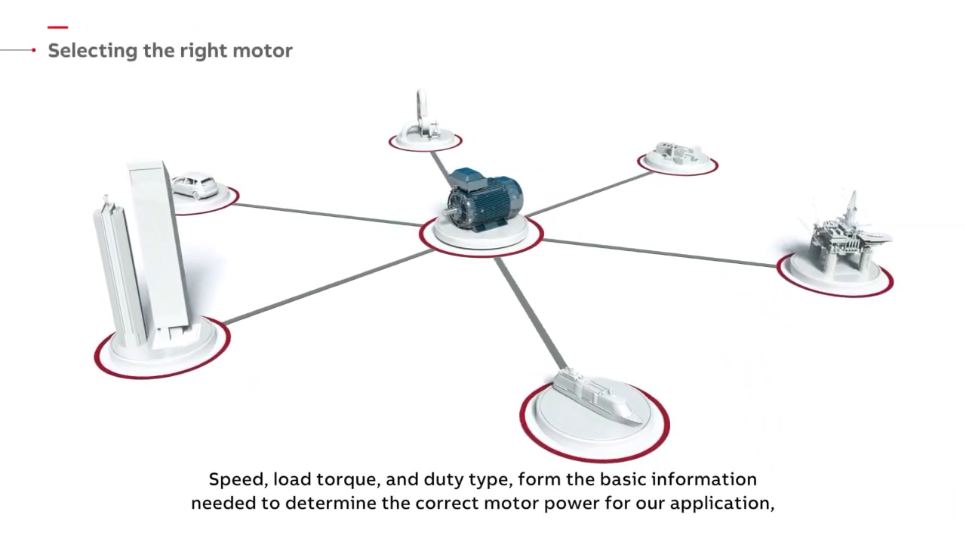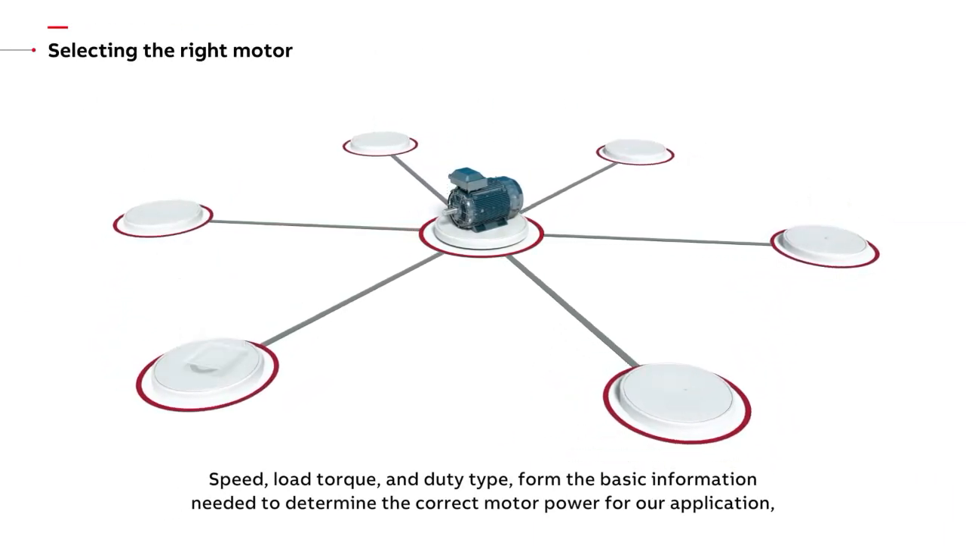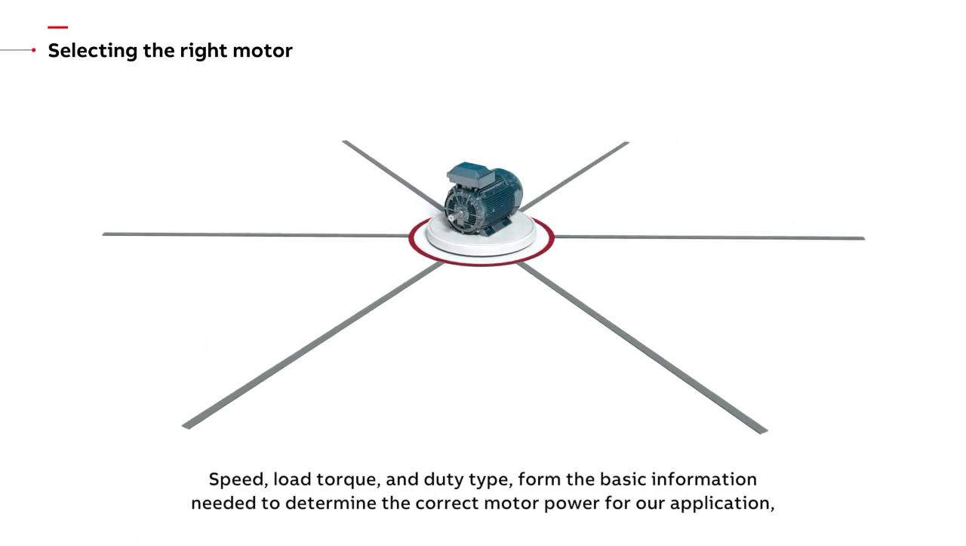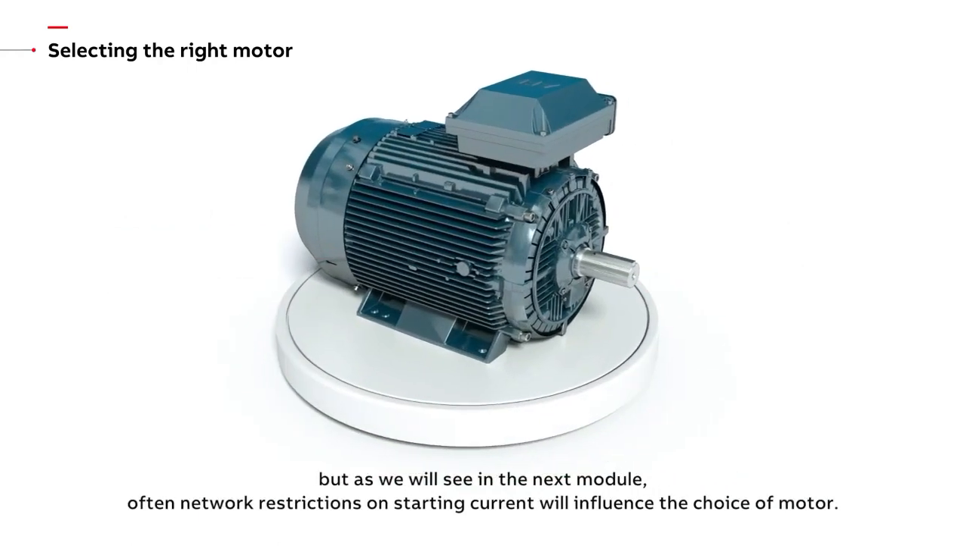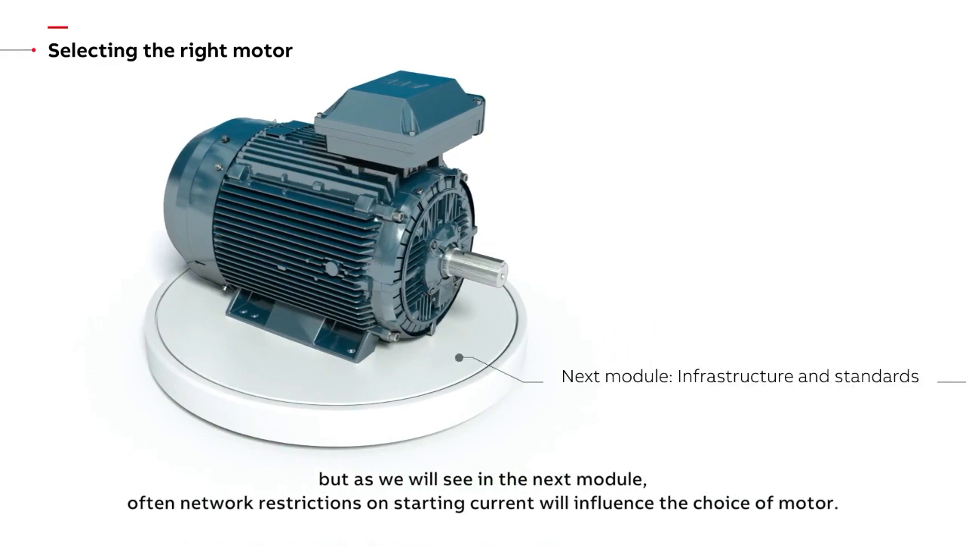Speed, load torque, and duty type form the basic information needed to determine the correct motor power for our application. But as we will see in the next module, often network restrictions on starting current will influence the choice of motor.